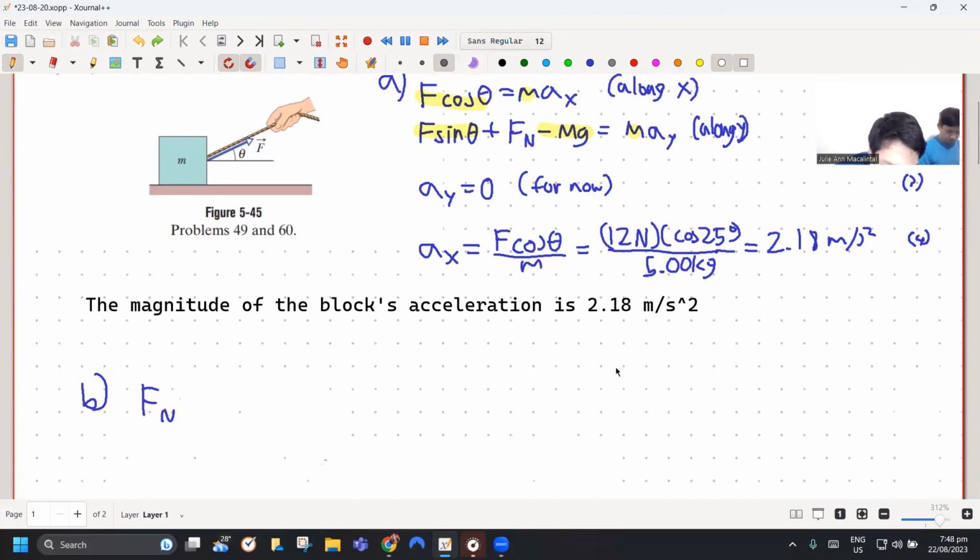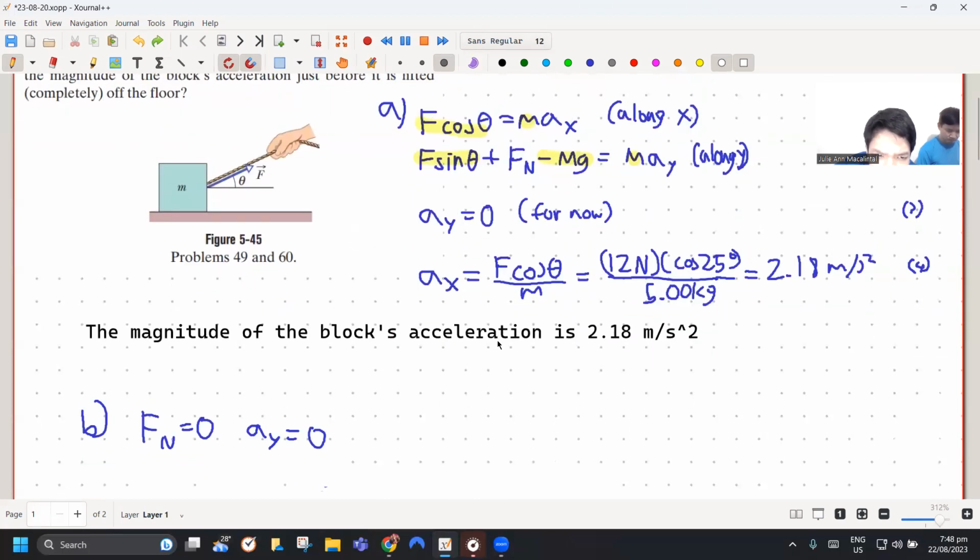B. The normal force Fn is equal to 0, because there's no more floor for the block, it's already in the air. So imagine that there is no more floor for the block because there's a layer of air already. So now there's no more normal force, and still, why is there no acceleration in y? Because it just lifted off the floor. It's not yet accelerating.